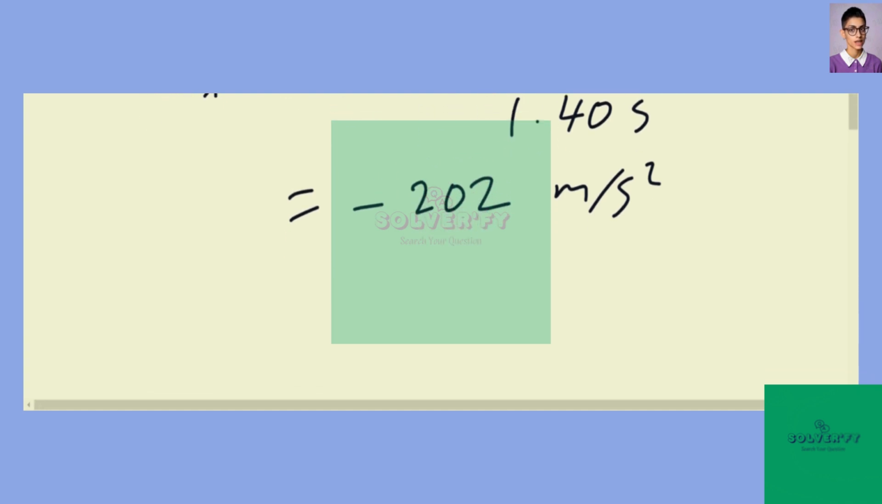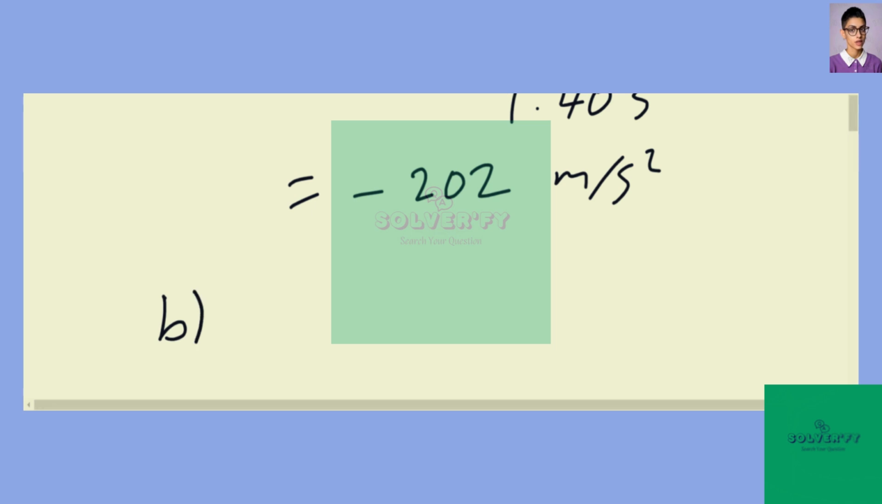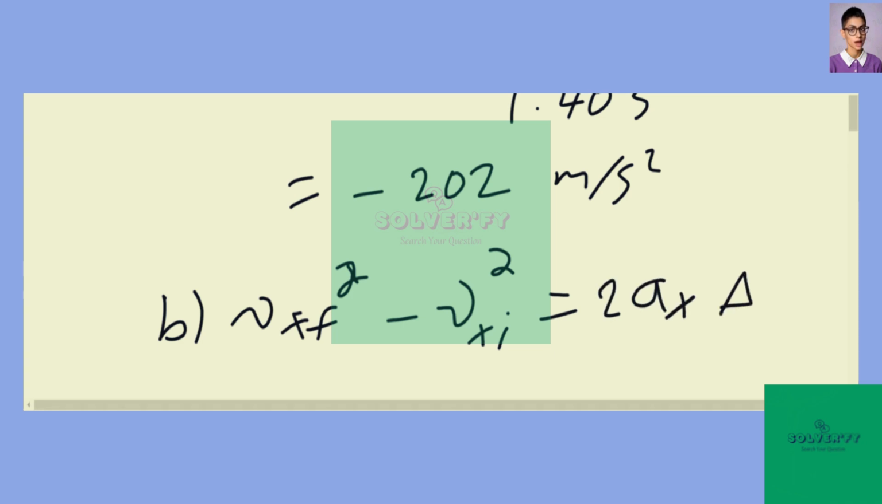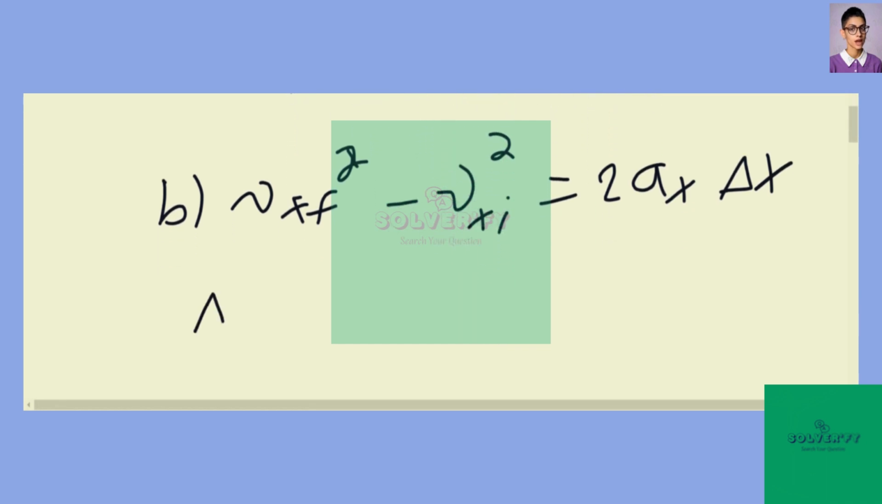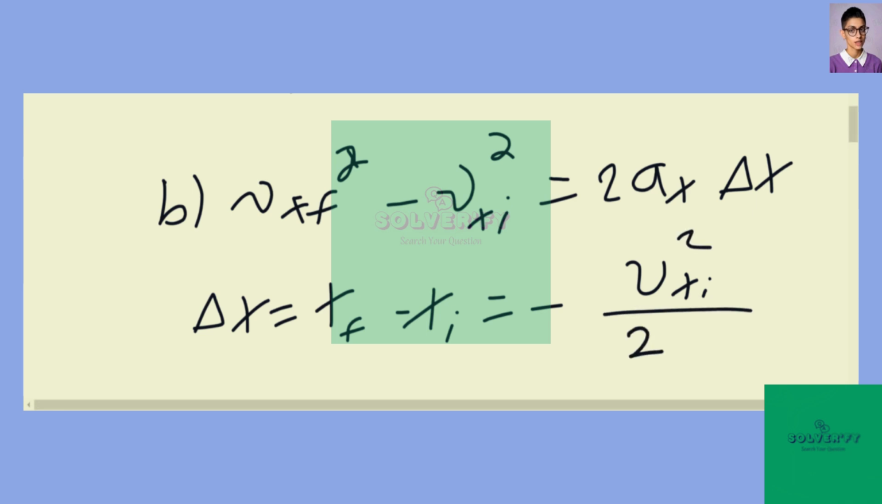And then the solution to part B is the separation, or the length that the vehicle traveled before it came to rest. We solve this from the final velocity squared minus the initial velocity squared equals twice the acceleration times the displacement. We know that the final velocity is 0. We know the initial velocity, so the displacement, which is x final minus x initial, is going to be negative of the initial velocity squared over twice the acceleration.